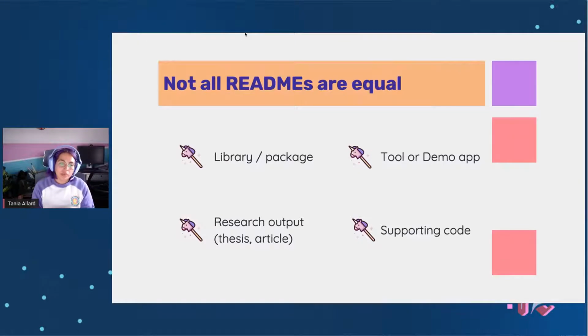Some different types of projects that we can find in GitHub are, for example, libraries or packages, depending on the programming language that you belong to. They are called different ways. Sometimes folks call it differently depending on certain architectural considerations or implementations, whether it's a tool or a demo app.